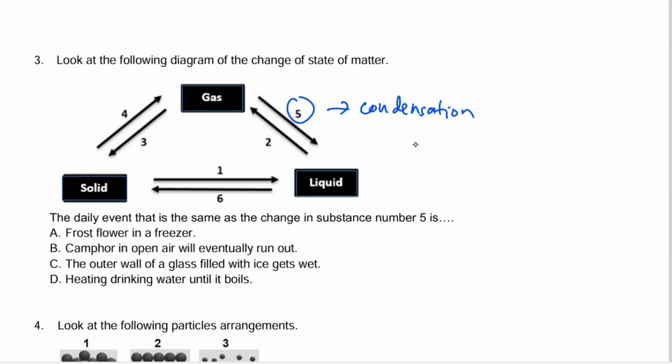Okay, so we need to take a look at which option from A to D is condensation. A rose flower in a freezer is actually freezing. Camphor in open air will eventually run out because of sublimation, from solid to gas, right? And then the outer wall of a glass with ice gets wet, because the gas outside the glass changes into liquid. So this is condensation.